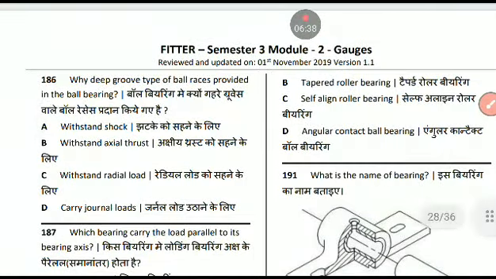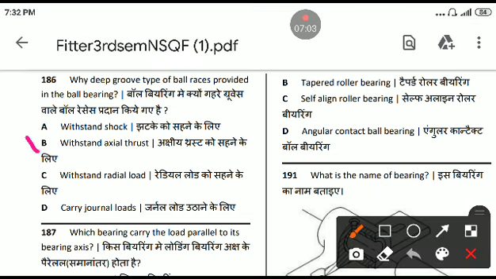Why deep groove type of ball races provided in the ball bearing? Withstand shock. Option B, withstand axial thrust. Withstand radial load. Carry journal load. Withstand axial thrust. Option B.